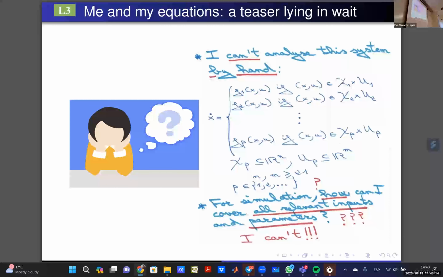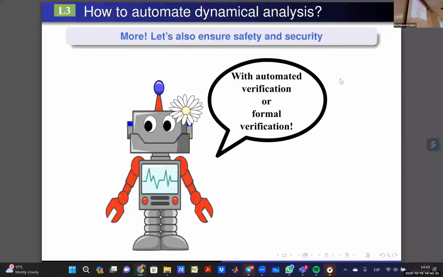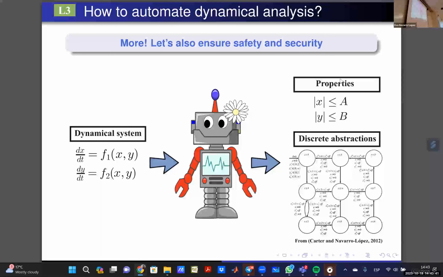Okay, so this is me at my desk with all the equations of these systems, trying to analyze the dynamics by hand. There is a moment when I can't, because how on earth am I going to simulate all the scenarios, all the parameters, all the inputs? So I need to automate this. And how do I automate this? With the world of automated verification or formal verification. So you have a dynamical system, you have some properties that you want to verify, but you need to automate this. You need discrete abstractions of the dynamical system.